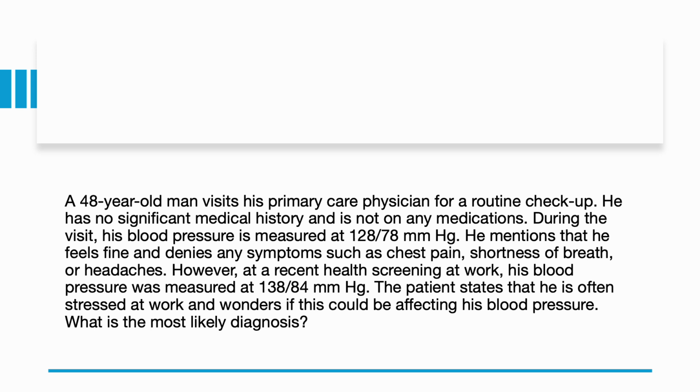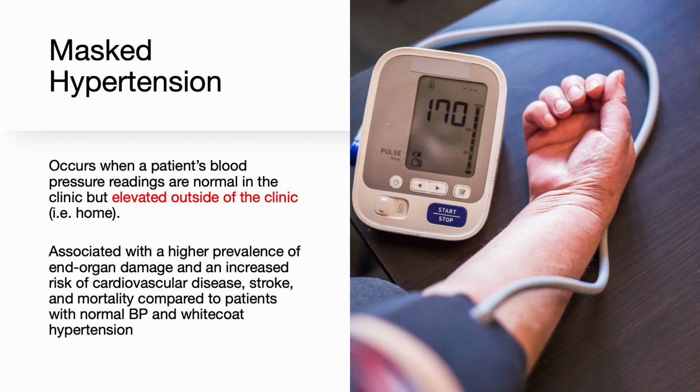The patient likely has masked hypertension. Masked hypertension occurs when a patient's blood pressure readings are normal in the clinic but high outside of the clinic, like at a patient's home. This condition is associated with a higher prevalence of end organ damage and an increased risk of cardiovascular disease, stroke, and mortality compared to patients with normal blood pressure and white coat hypertension.